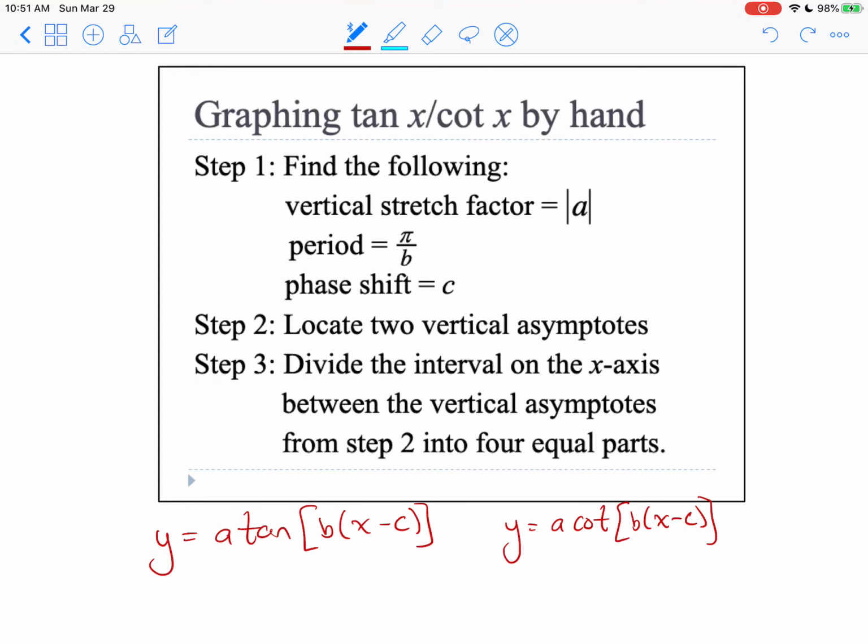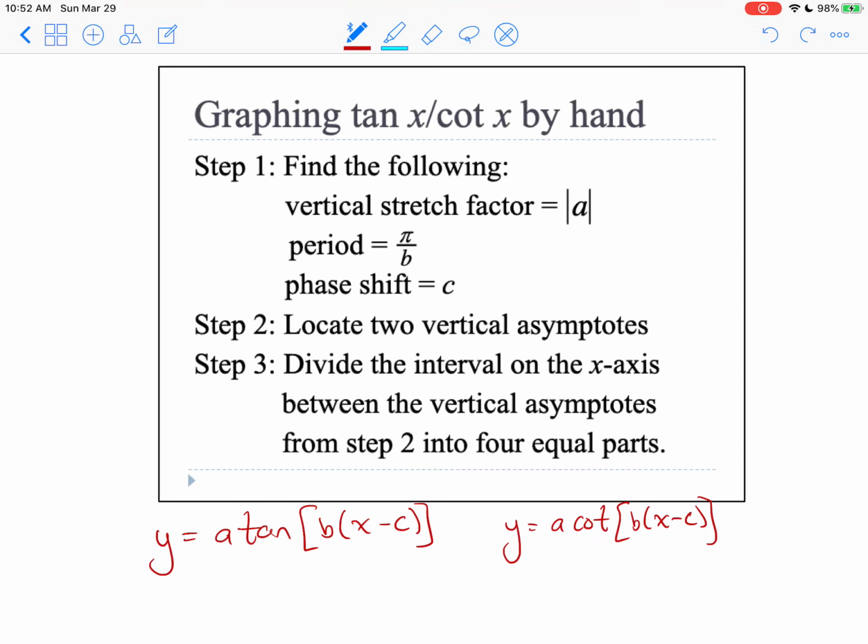So then, once you know those three things, we're going to try to find our vertical asymptotes. Now we know that for tangent, that normally happens at negative pi over 2. And for cotangent, that normally happens at 0. And we can use that information to find our vertical asymptotes, and we'll go through that process together. And then once you know where one vertical asymptote is, you can take the period and add it to the previous vertical asymptote, and that'll give you a second vertical asymptote.